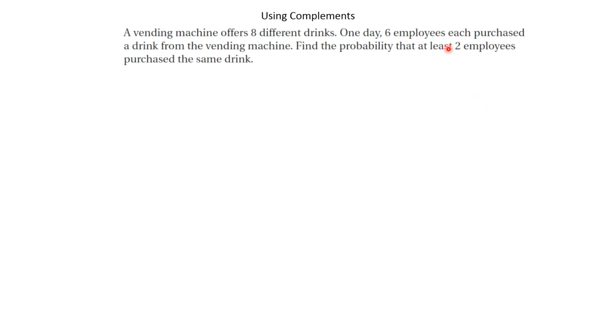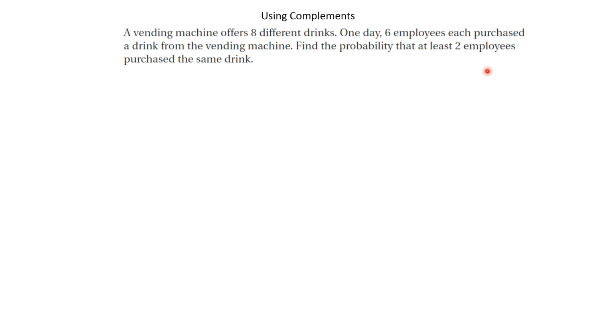So this at least 2 phrase is what tells us a complement will probably be beneficial, because the at least 2 means that 2 people could, 3 people could, 4 people could, 5 people could, 6 people could all purchase the same drink, or we could have groups of 2, groups of 3, things like that. But what if at least 2 people didn't? What if it's not at least 2?